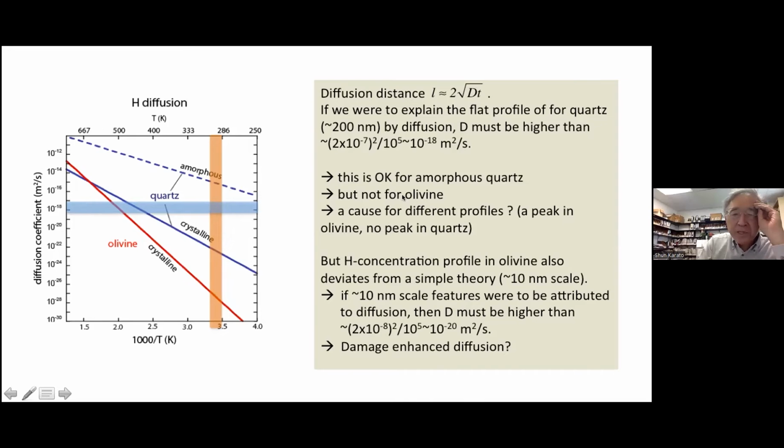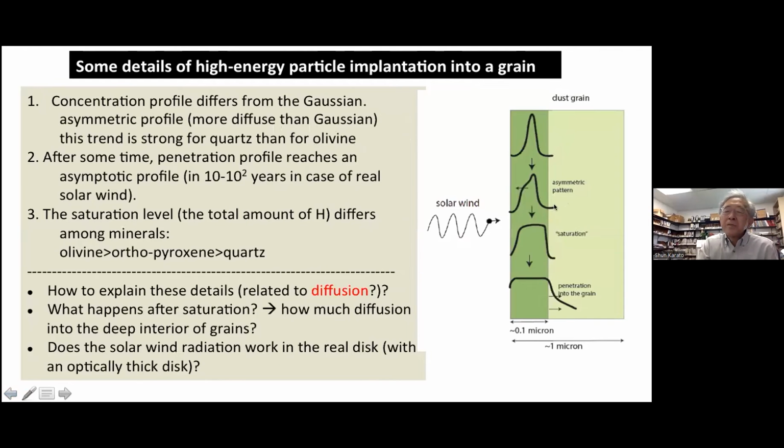However, in case of olivine, diffusion cannot be so large, as you can see. And that explains why the hydrogen penetration profile in olivine is not as flat as in quartz. However, as we identified, even in olivine we have tiny details which might be due to diffusion. And then you can ask what kind of diffusion you need if this tiny behavior were due to diffusion.